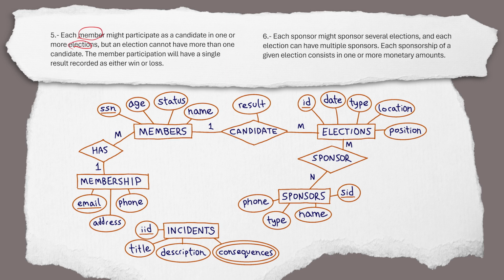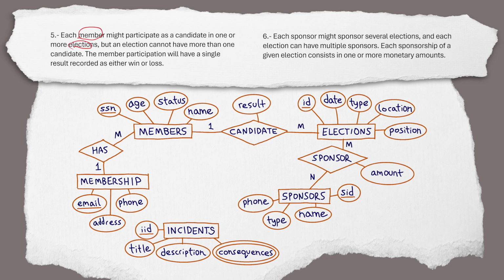And then the second line talks about each sponsorship of a given election consists in one or more monetary amounts. Again, it's describing the relationship between the sponsor and the election. It's another attribute, let's call that amount. The sponsorship of a given election, that's the second line. That's something else that we need to consider. Consists in one or more amounts.